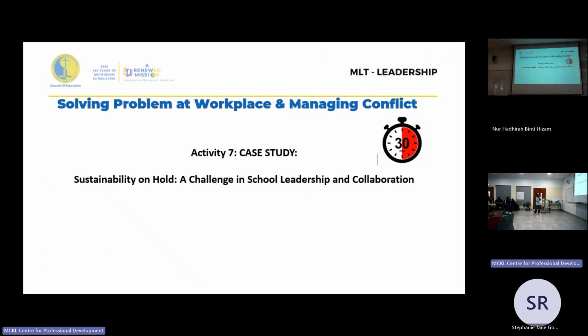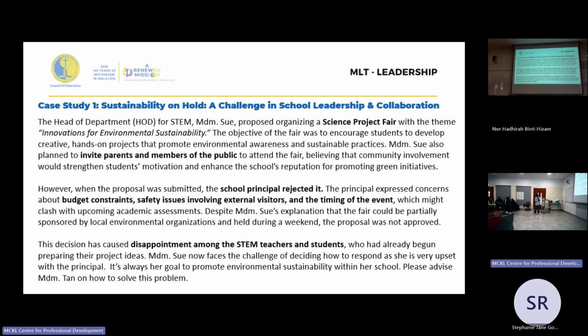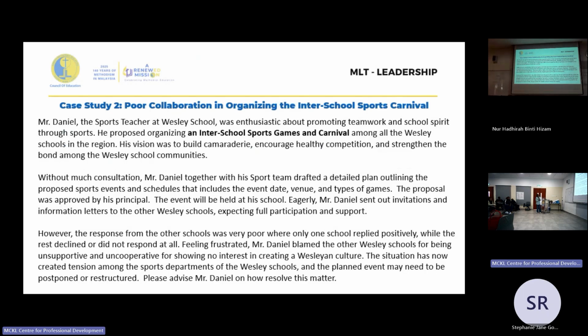We are going to do a case study. There are two cases here. One is sustainability, a challenge in school leadership and collaboration. The other one is poor collaboration in organizing an inter-school sport carnival. This is what we are planning to do this year. We want at least one inter-school project, which we will give as a KPI to all the schools, to the principals. I've just created this scenario. It is not real. It's a story.